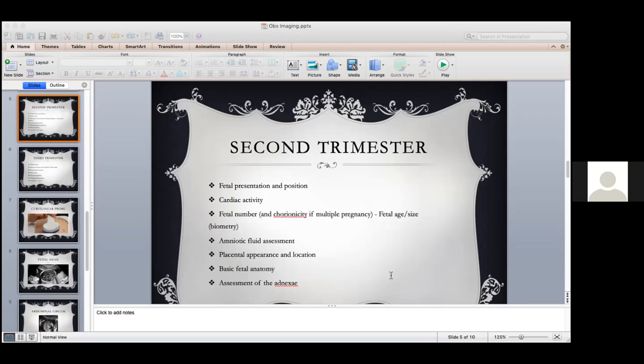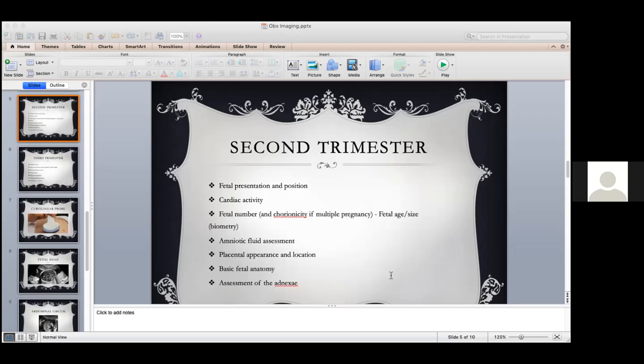In second trimester, we want to assess the fetal presentation. We want to look for cardiac activity. Again, we want to see the number of fetuses, and decide also on their chorionicity. So chorionicity, we mean if it's a twin pregnancy, is each twin having its own placenta? Is each twin having its own amniotic sac? So amnionicity is the number of sacs, and chorionicity is the number of placentas.